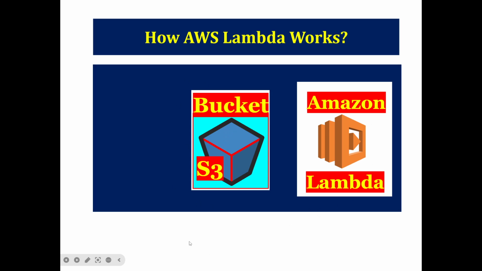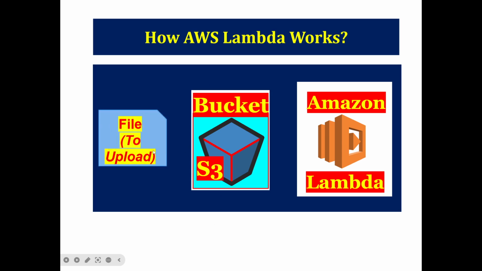Now let us understand how this works. First of all, we upload the file to our S3 bucket, and the S3 bucket will trigger an event. It has received an upload, so it will trigger an upload event and send it to the AWS Lambda function, and the Lambda service will execute the code inside the function. This is how the whole process of AWS Lambda works.